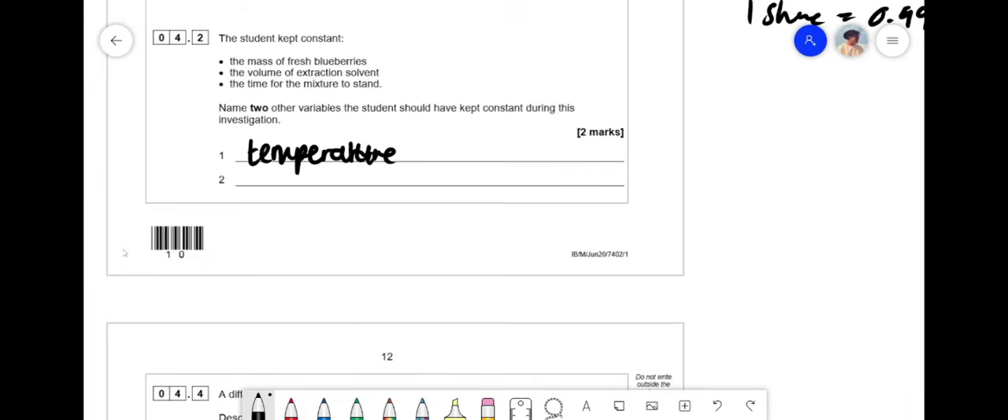Because if I do a little bit in one experiment and then loads in the other, I can't tell if the change was because something else was there or because I increased the concentration. So I'm going to write temperature and concentration of ethanol and acid. But there's loads of things you can say here.